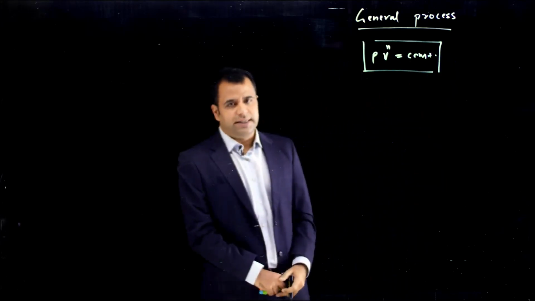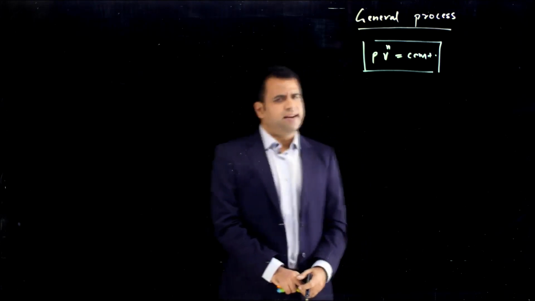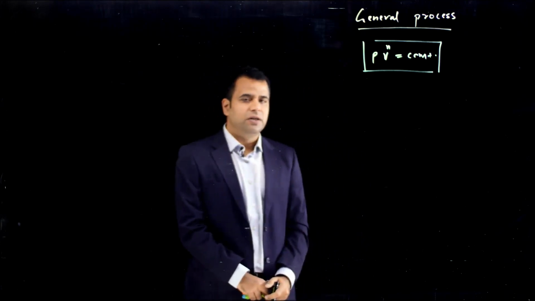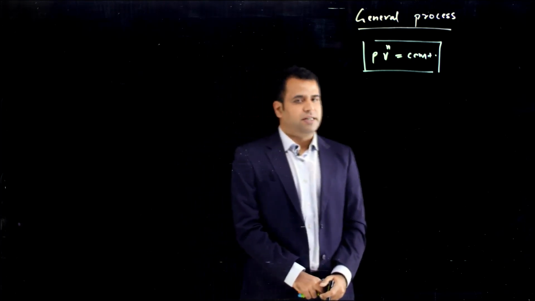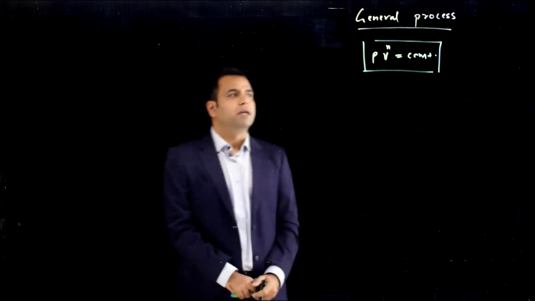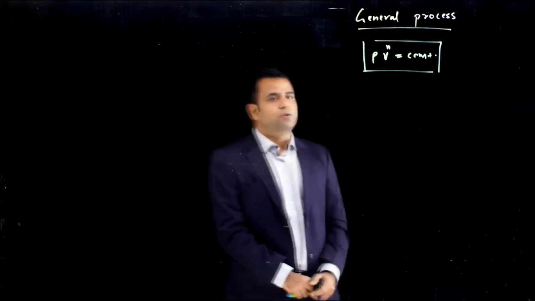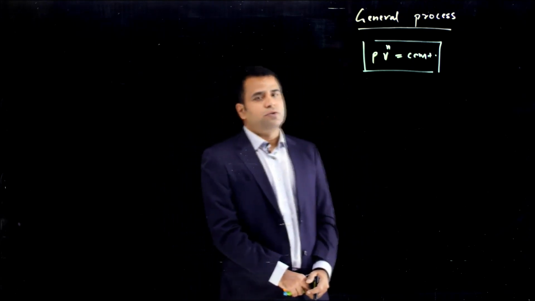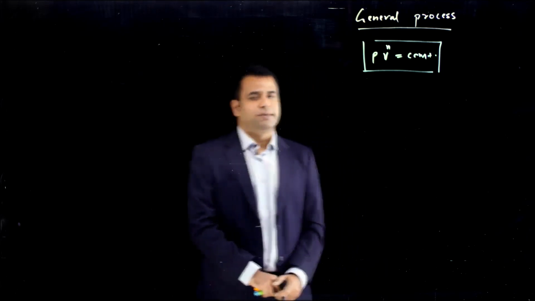Where n is a constant, it's a number. It is a real number basically. It can be a negative value, it can have a positive value, it can be an integer, it can be a fraction, it can be any real number. So if any process is given to you which is in this format, PV to the power n, you will be able to solve the question directly.